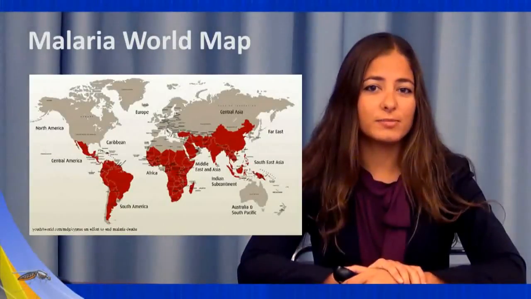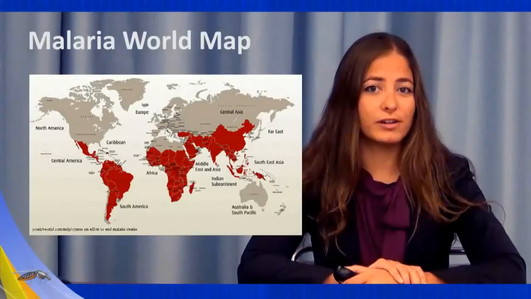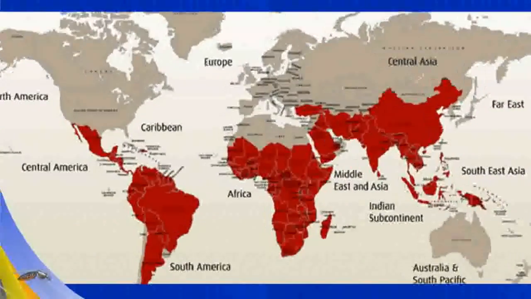The red color on this map shows areas at risk for malaria. As is clearly demonstrated, the disease is widely distributed, covering almost the entire African continent, most of South America, and a significant part of Asia.